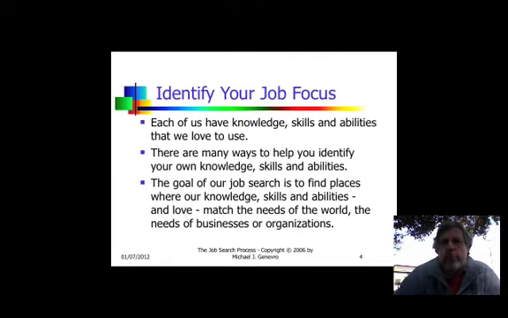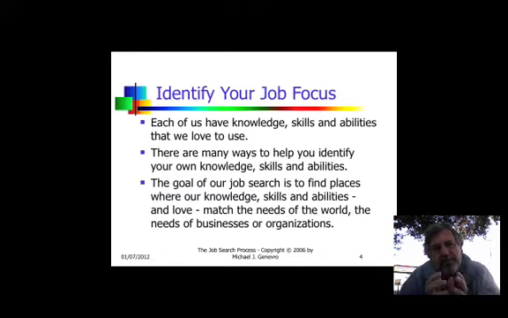There are books that you can read. The community colleges have counselors who can help you in sorting out your skills. The one-stop centers, the Employment Development Department from the state, have resources that can help you. And so there are a lot of different places that you can go, a lot of different people you can work with, a lot of different things you can read that will help you in sorting out your set of knowledge, skills, and abilities. And always pay attention to the ones that you love to use, that are fun to use.